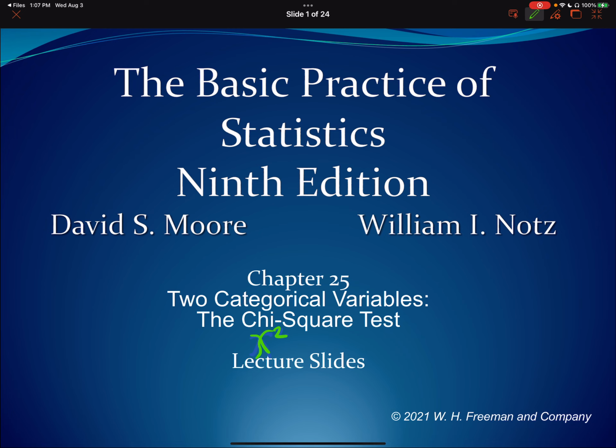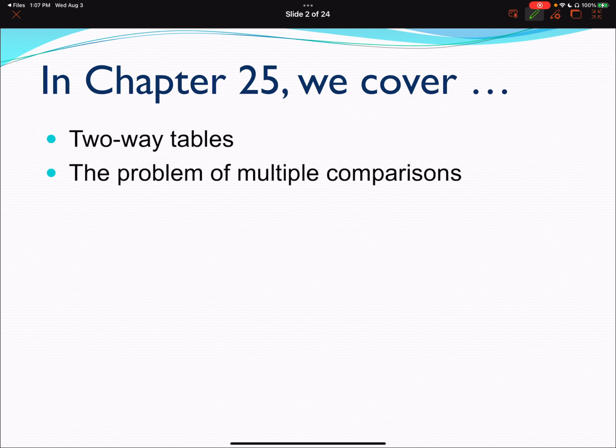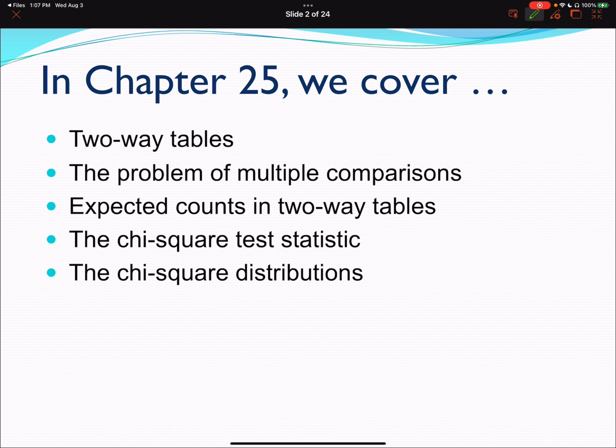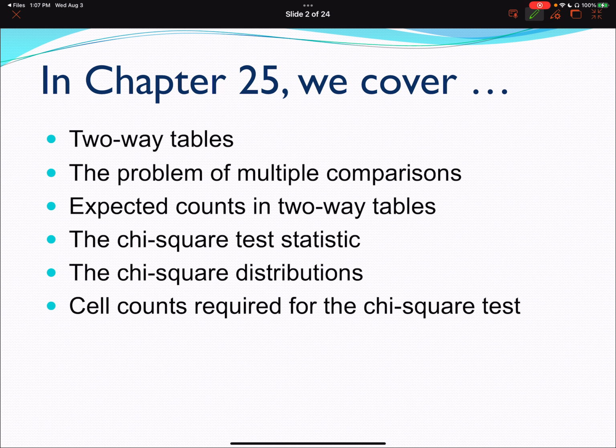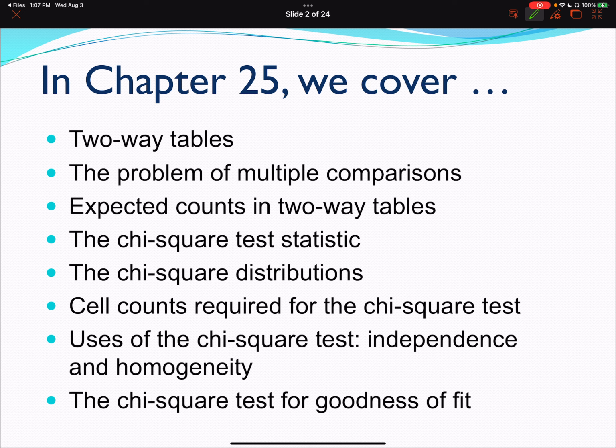So what are we going to talk about today? Well, first, we're going to talk about two-way tables, the problem of multiple comparisons, and expected counts in two-way tables. This is a little calculation that we're going to need to know in order to calculate the chi-squared test statistic. We're going to take a look at the distribution of chi-squared data, cell counts required for the chi-squared test, uses of the chi-squared test for independence and homogeneity, and the chi-squared test for goodness of fit.